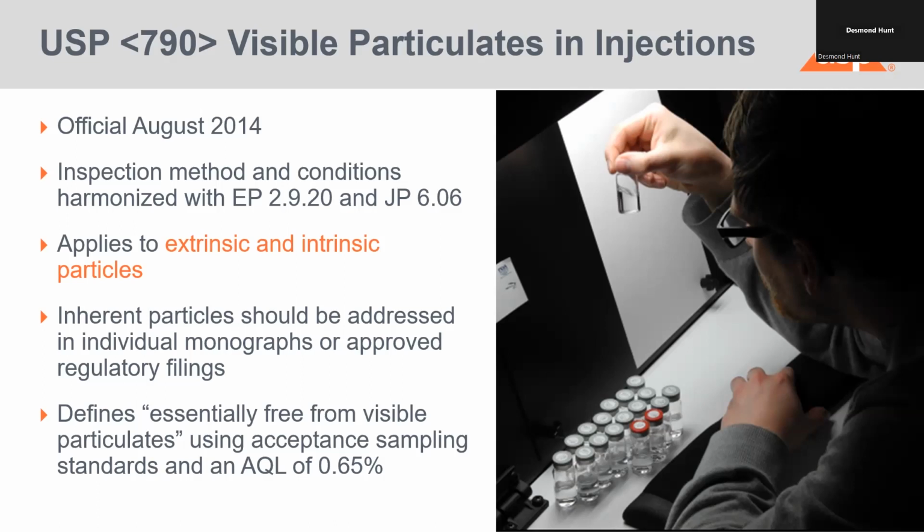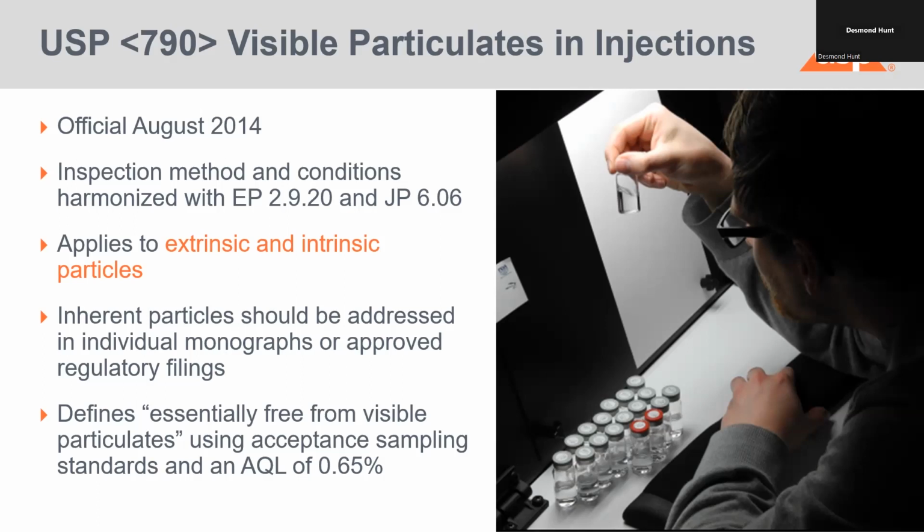Again, based on batch size, they test a certain number of products. And again, based on the AQL value, and meeting 0.65 determines whether or not a lot will actually meet the USP definition of essentially free. So this is today a very automated, a very manual approach.